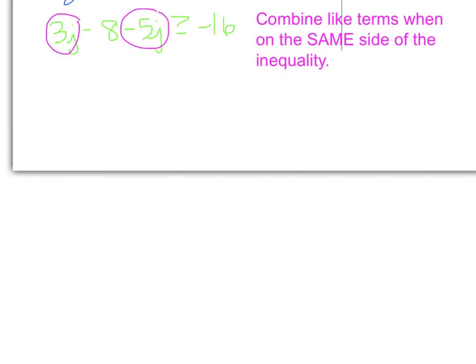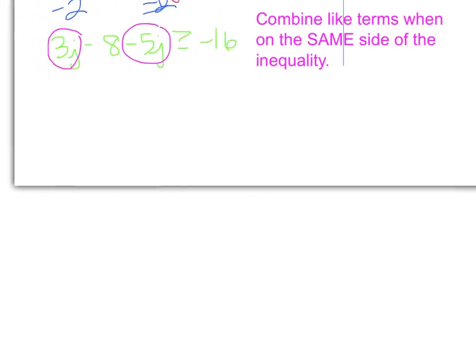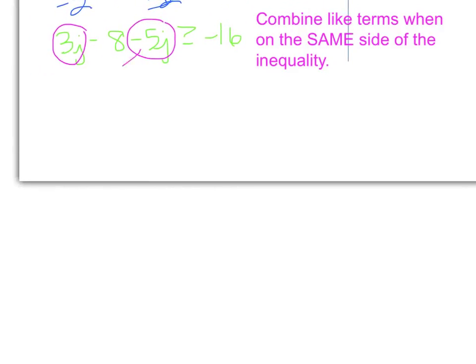So when I have negative 5j and a positive 3j, combining those together will give me a negative 2j minus 8 is greater than or equal to negative 16. So now I'm at a two-step inequality.